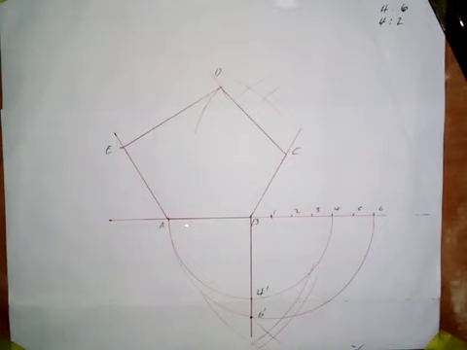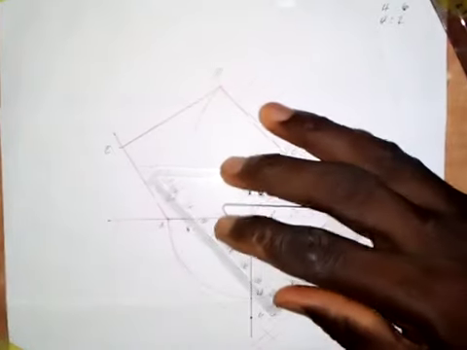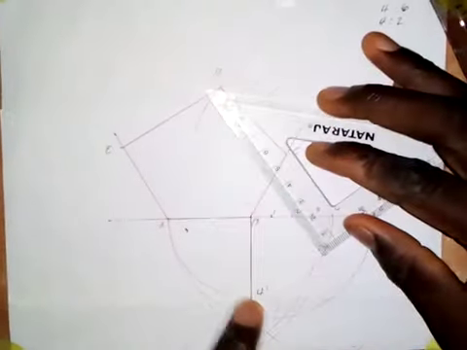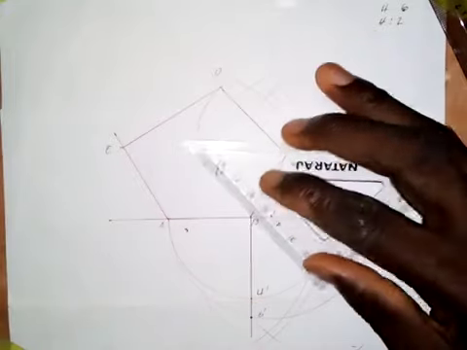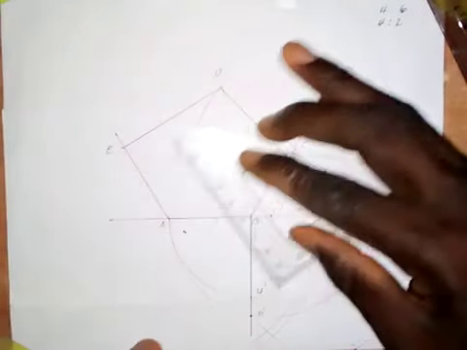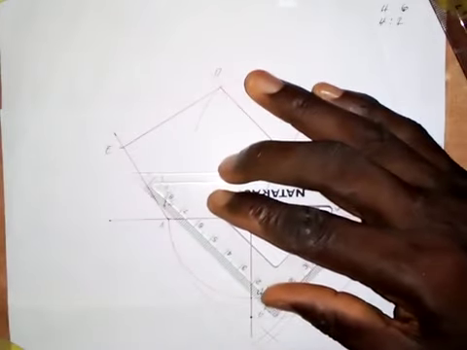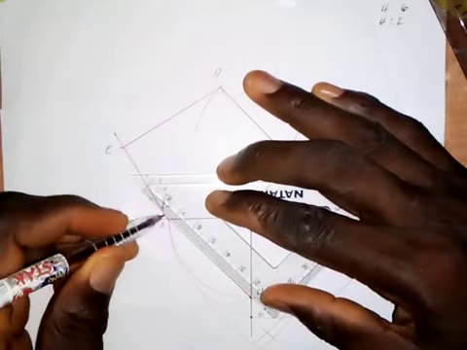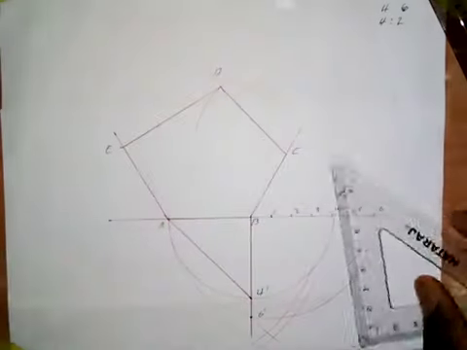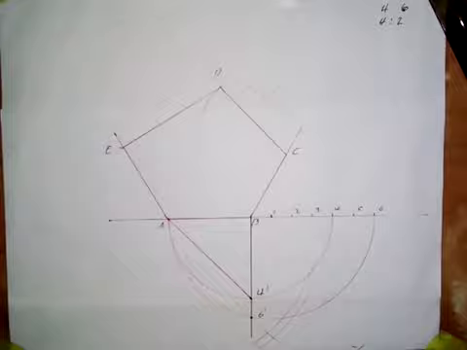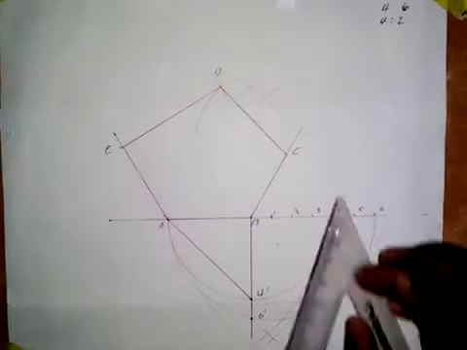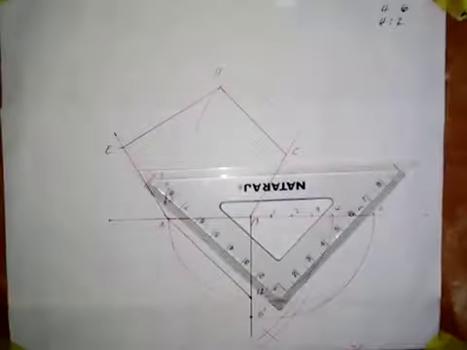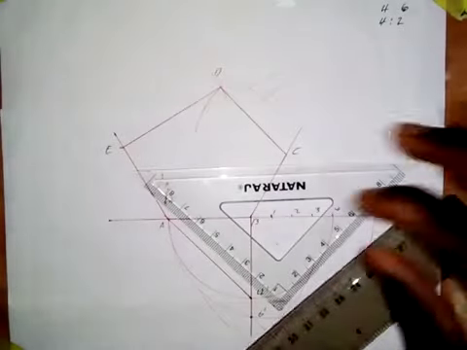So what we need to do next now is to join 4 prime and A together. This 4 prime and A, we join them together like this. Just look at me. So we join A4 prime together like this. Now having joined A4 prime, what we need to do now is to set our set square along this line, like this.